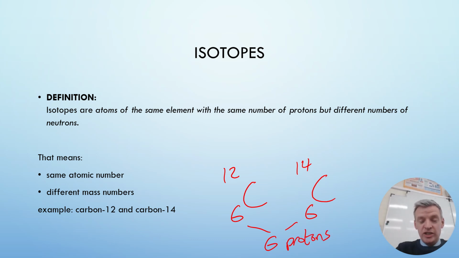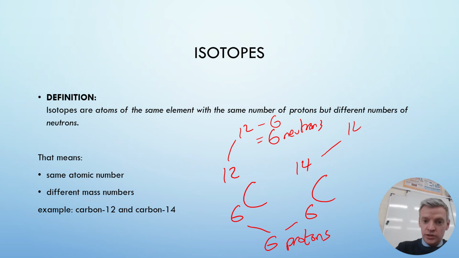Just to recap from the previous slide, that means both of them have 6 protons. The difference is how many neutrons they have. And remember, to work out the number of neutrons, we do the mass number, 12, minus the atomic number. So it's got 6 neutrons in this isotope. And the other isotope is 14 minus 6. It has 8 neutrons.